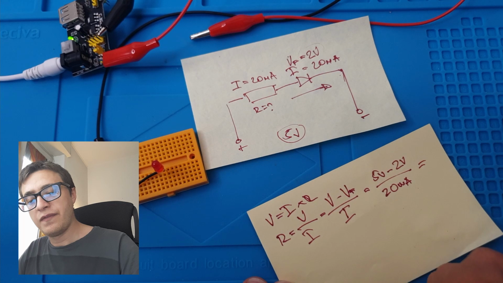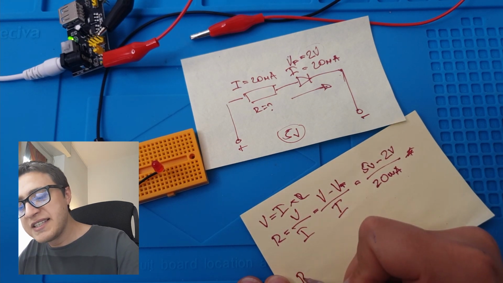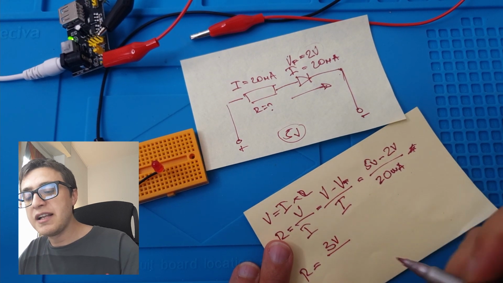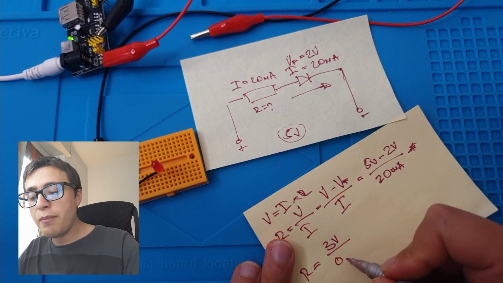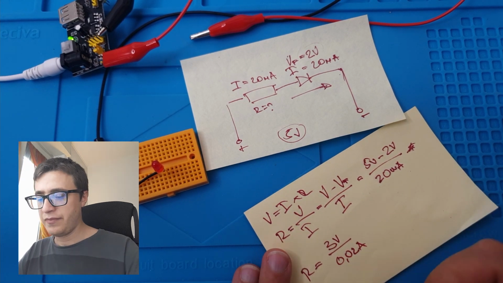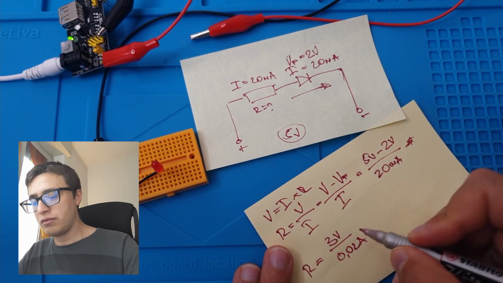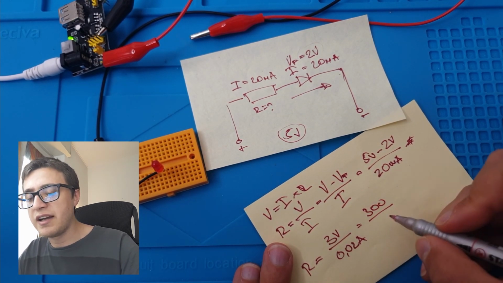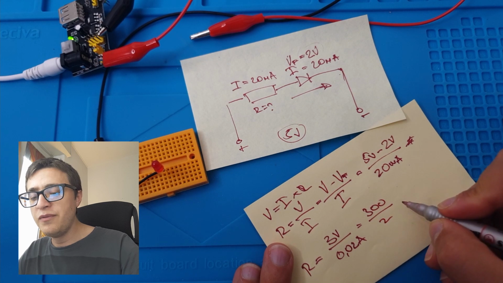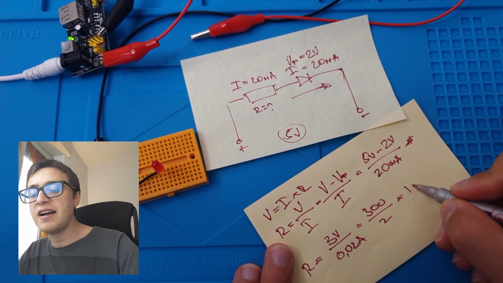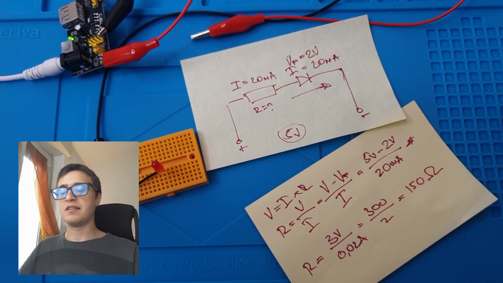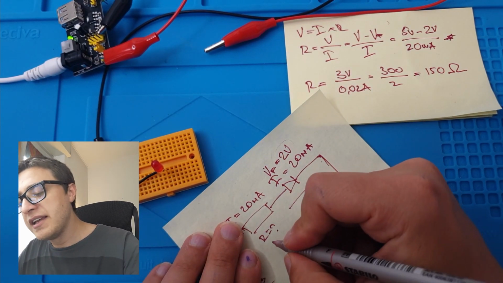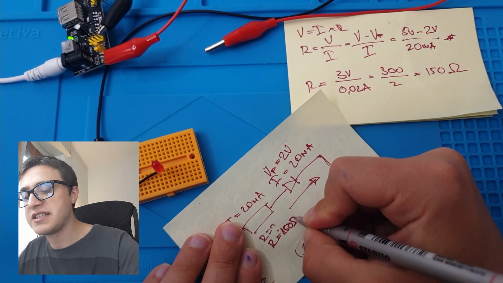We have the resistance needed equals 3 volts divided by 0.02 amps. This way we will have ohms. So we don't need to use a calculator because this equals 300 divided by 2, which is a 150 ohm resistor. So basically for this circuit we would need a 150 ohm resistor.